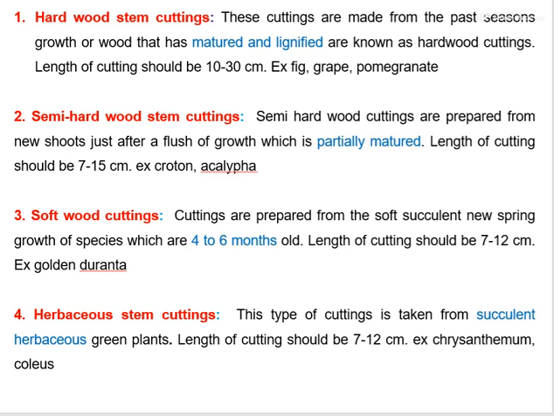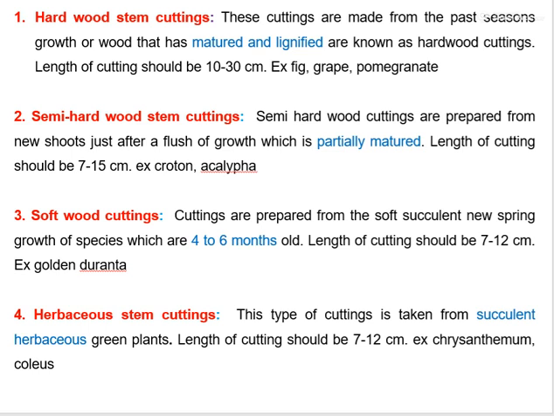Third one is the softwood cutting. The cuttings are prepared from softwood and new spring growth, and species which are 4 to 6 months old are again considered softwood. The length may vary from 7 to 12 centimeters. Examples are golden duranta, Dieffenbachia and others.